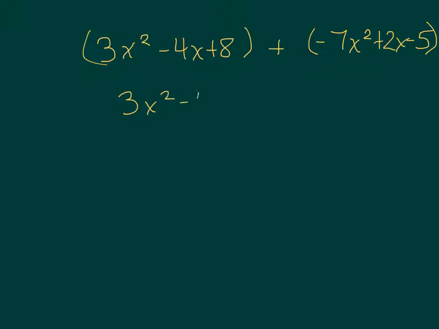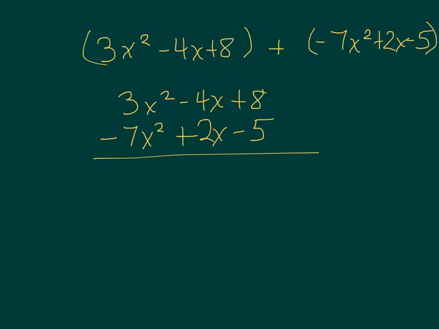So I'll rewrite the top one, and then put the other polynomial right below it, making sure that I have the like terms underneath the proper term so that all my like terms are lined up. And then I could go ahead and add that way. 3 plus a negative 7 is a negative 4x squared. Negative 4 plus 2 is a negative 2x. 8 minus 5 is a positive 3.